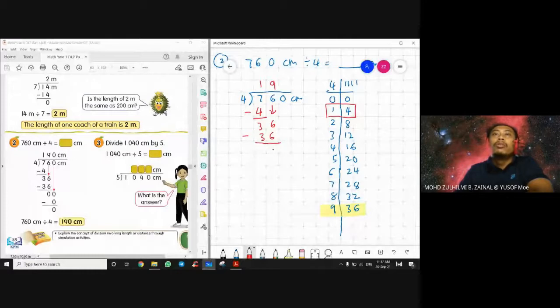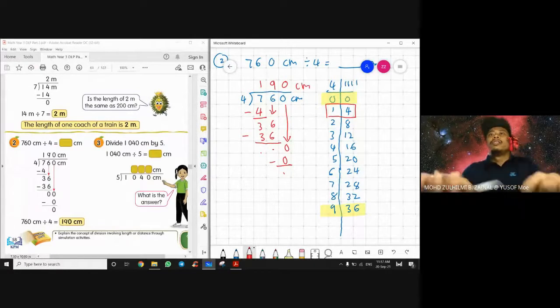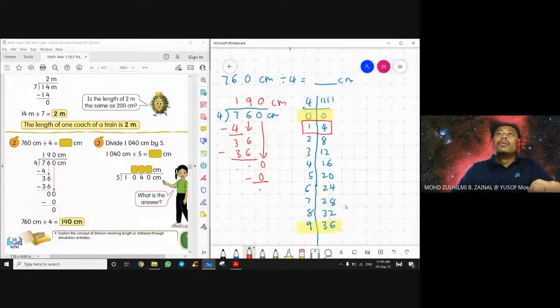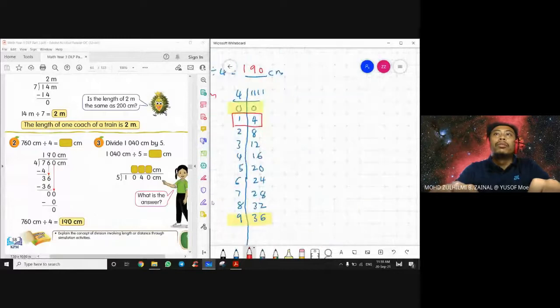3 minus 3 is 0. So bring down 0. 0, 0 lah. 0 sini ada. You can see 0 here. Okay, so 0, 0. So minus 0. Atas pun 0 lah. So the answer should be 190 centimeters atau cm. 190 cm. That's all for question 2.